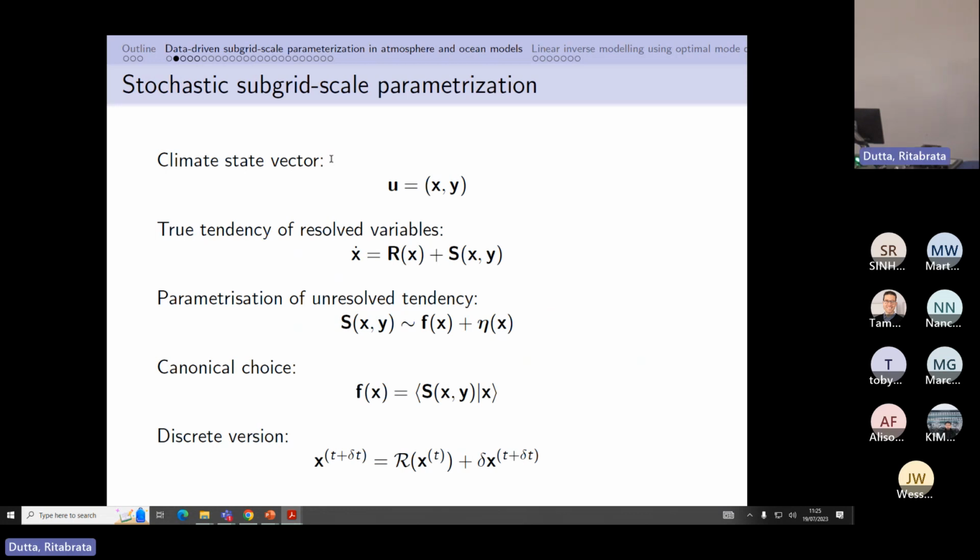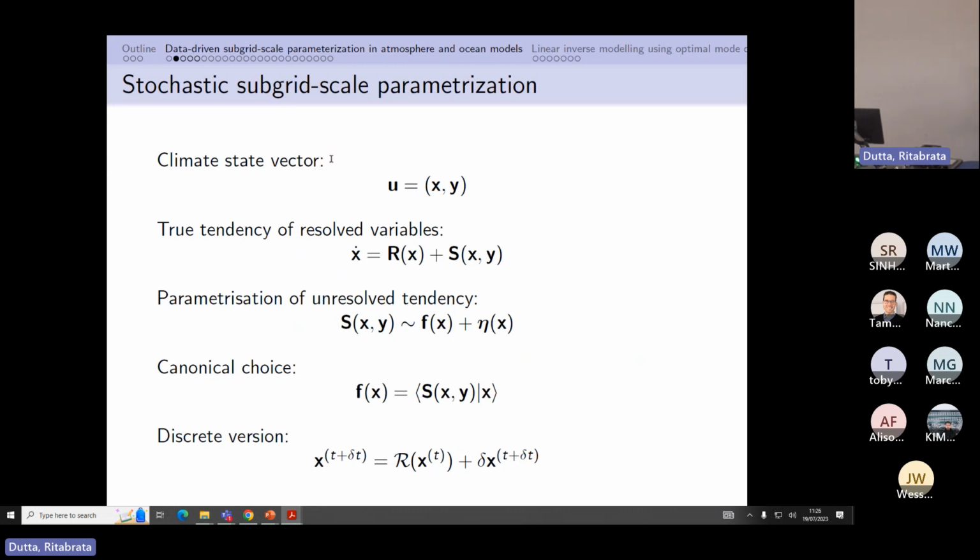That's the setting. We start with a climate state vector U. Then we divide it into X and Y. And X is the resolved stuff, that's the variables we want to keep in our reduced model. And Y is the unresolved stuff.